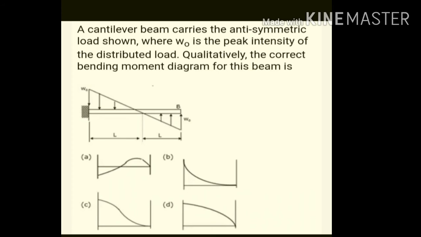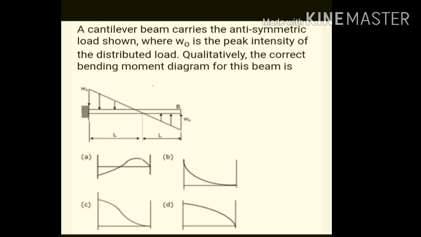A cantilever beam carries the anti-symmetric load shown, where W naught is the peak intensity of the distributed load. Qualitatively, the correct bending moment diagram for this beam is. So here he is asking for the correct bending moment diagram for a cantilever beam. This is an anti-symmetric load shown in the figure. That is the load he is applying. One side it is W and the other side is W naught, over a length of L, so it is varying. Four figures are given showing how the shape varies.